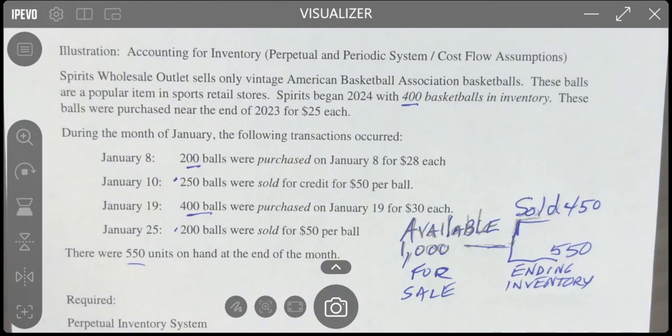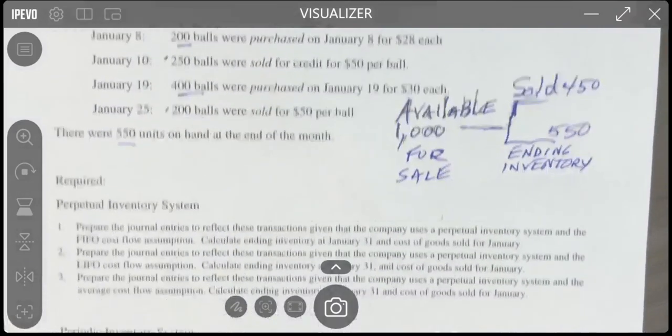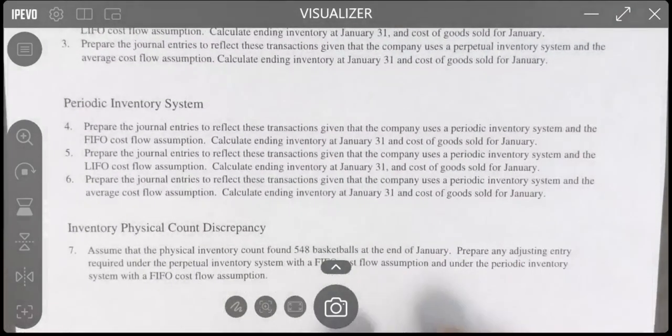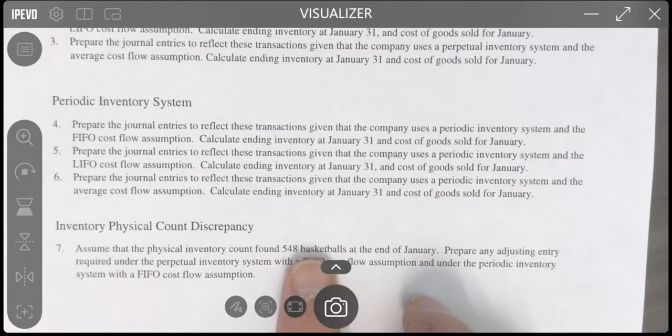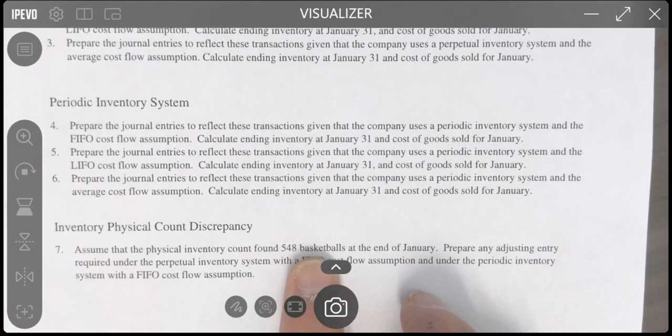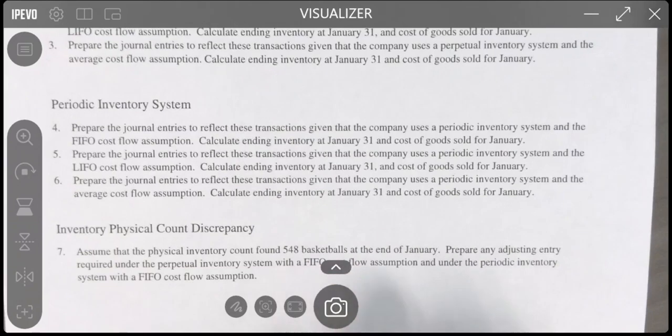Now, we're going to ask the question, well, what happens if we had 1,000 available and we sold 450, but when we do the count, there's not 550 there. Instead, there's 548. We have a physical count discrepancy. So what's required here is we're going to do the adjusting journal entry that's required.